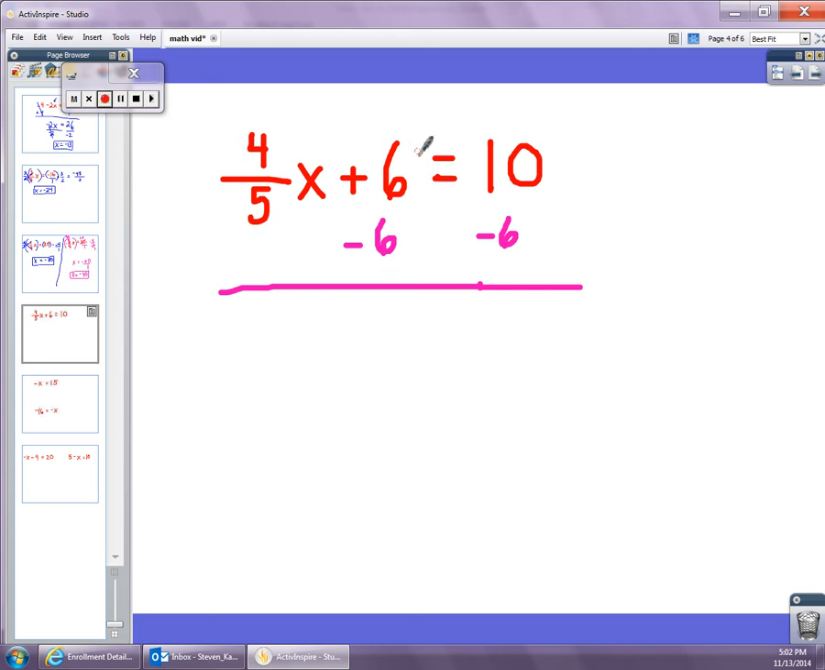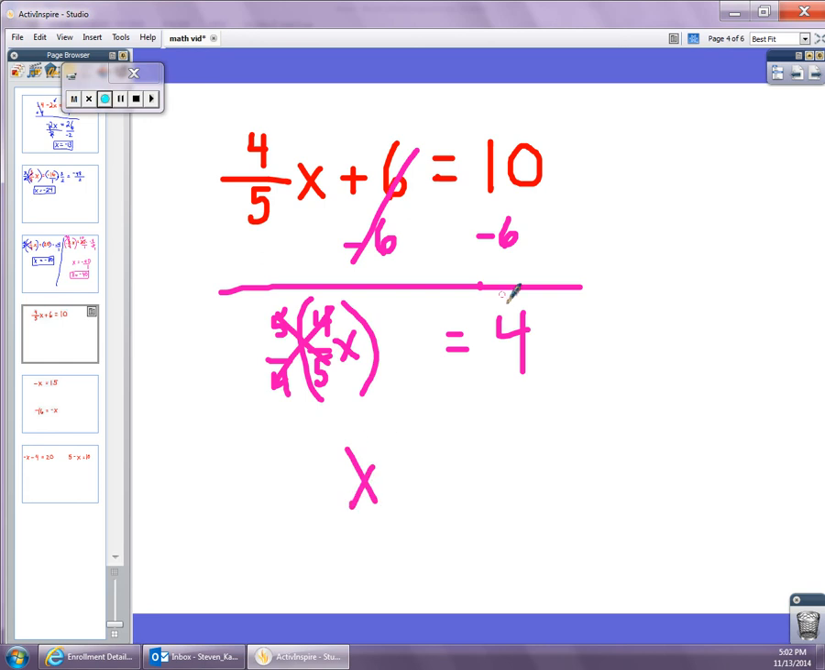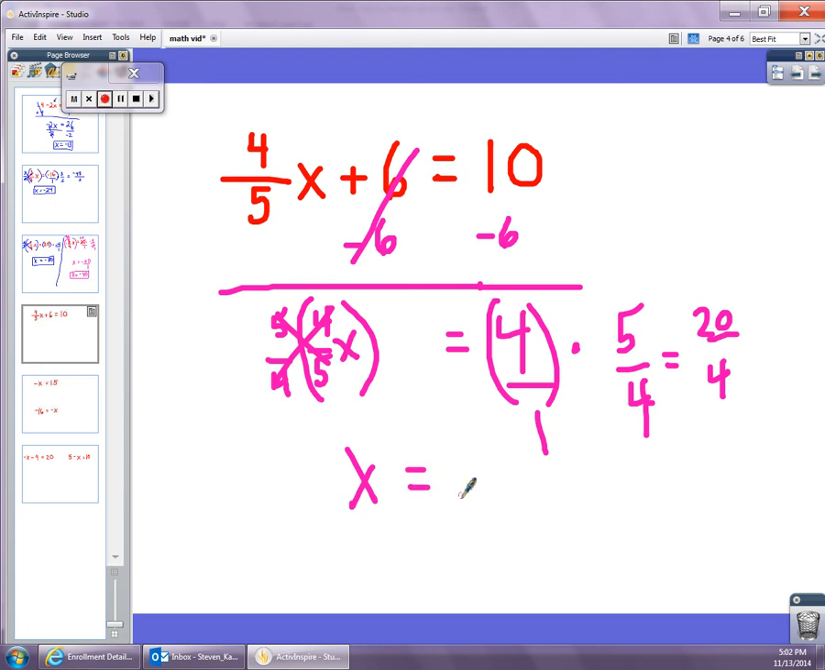So hopefully you got a chance to finish it up. This crosses out. 10 minus 6 is just positive 4. Bring down my equal sign. Bring down my 4/5 x. Now we just talked about how to get rid of a fraction: if it's times 4/5, we're going to multiply by the reciprocal in order to get 1x. And if you multiply by 5/4 on one side, we're going to multiply by 5/4 on the other side. And you could cross cancel if you want. I'm going to multiply across. 5 times 4 is 20. 1 times 4 is 4. And 20 divided by 4 is 5. So x equals 5.